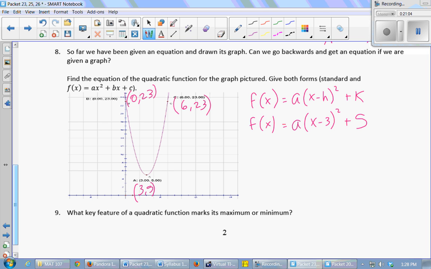How could I figure out the one missing variable? Yes, a has to do with whether it's opening up or down. So because that parabola is opening up, what do I know about a? It's positive. It's a positive number. But what positive number is it? How do you know? Oh, no. No, that 5 tells you the k. It tells you nothing about the a. Yeah. I don't know if it's 5.